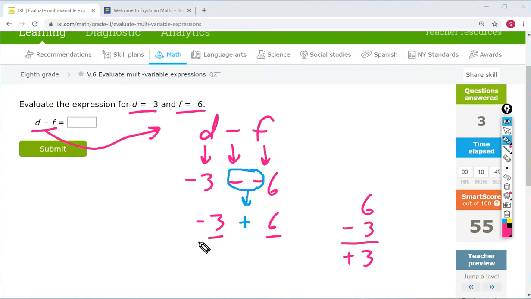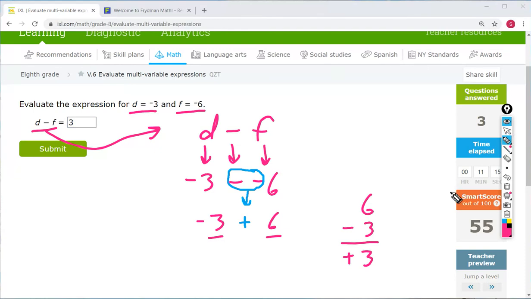Let me put this back over here. I just want to know 6 is bigger than 3. If this number had been bigger, then we would have put a negative in front of the answer. But since this number is bigger, we'll put a positive sign in front of the answer. Okay, so our answer is positive 3, and all we have to type into IXL is 3.